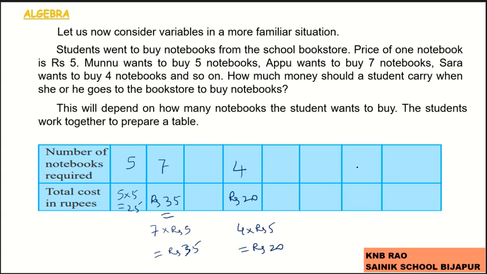Suppose you want to buy m number of notebooks, then what is the money that you have to carry? It is obviously m into 5, or it is written as 5m. Okay, rupees 5m or m into 5, that way we can write.